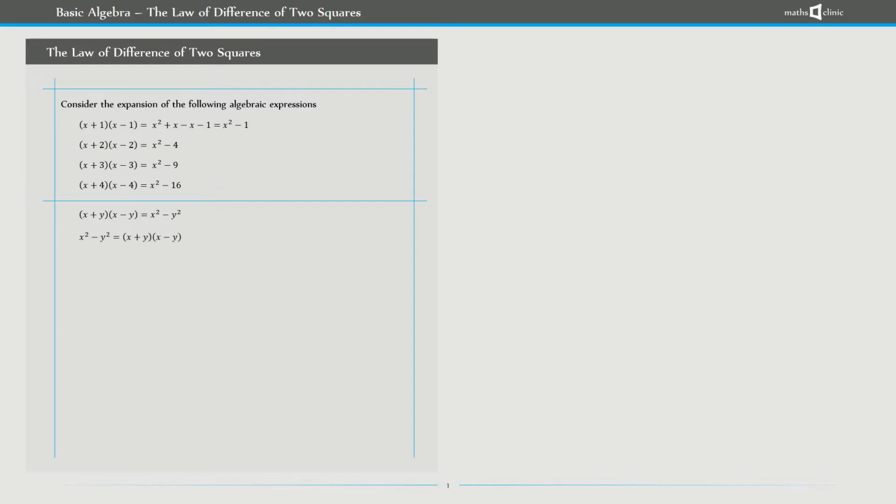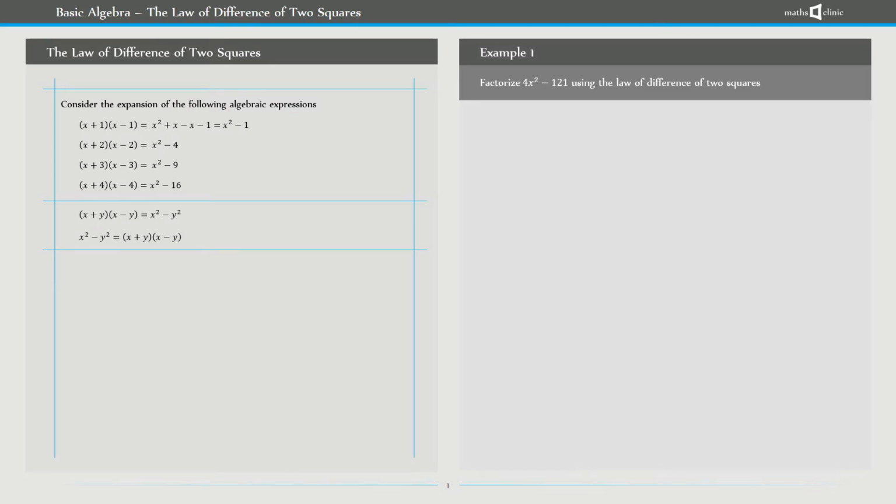Now similarly, if you're given a difference of two squares, I think it's coming to you now. You have x squared minus y squared, a difference of two squares, and you're asked to factorize this. You basically end up with x plus y multiplying x minus y, i.e. the product of the sum and difference of the square roots of both terms. So that is what the law of difference of two squares is all about. When you're given a difference of two squares and you're asked to factorize it, you find the square root of each term, and you have the product of the sum and difference of the resultant terms. Very simple. Let's do some examples.